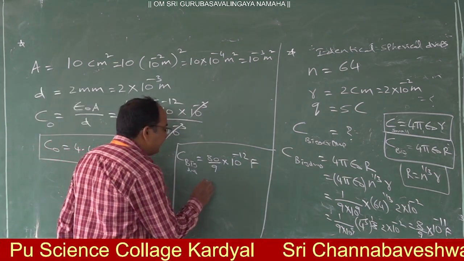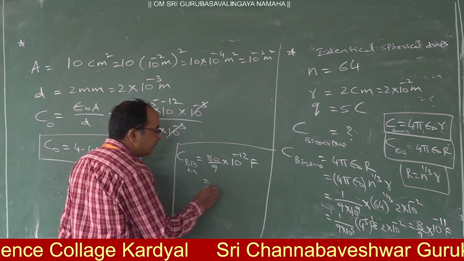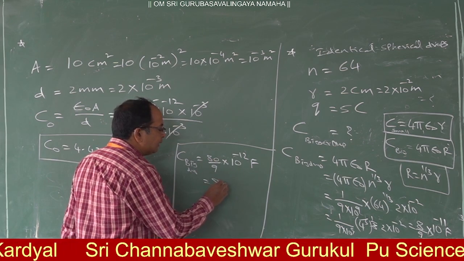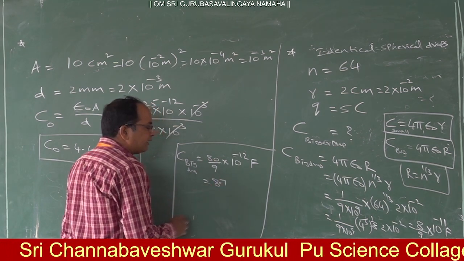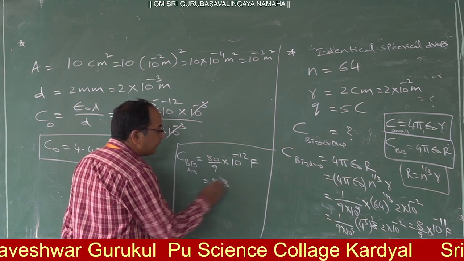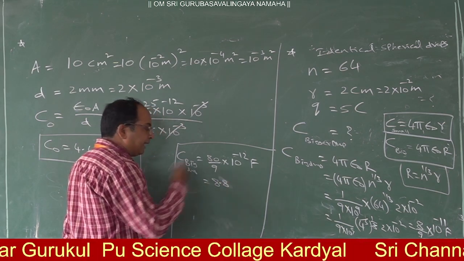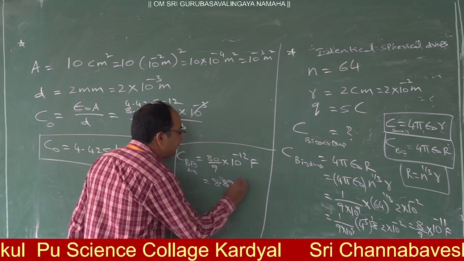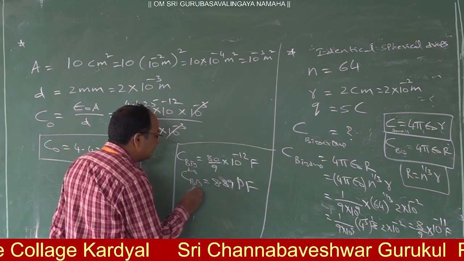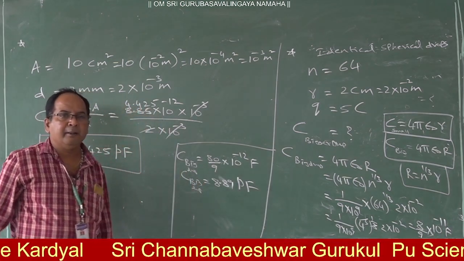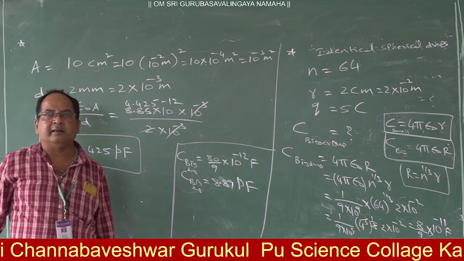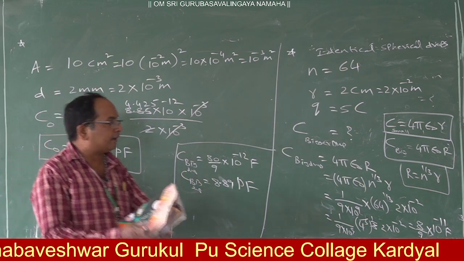So 80 by 9, how many times? 9 8s are 72, 80. So 9 7s are 63, 80 minus 72, again 80. So 8.89 picofarad. So C big drop is equal to 8.89 picofarad. Okay. Suppose they asked the small drop, what is it?